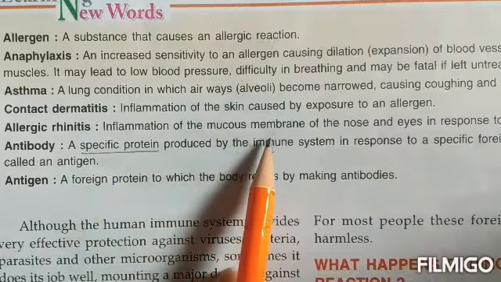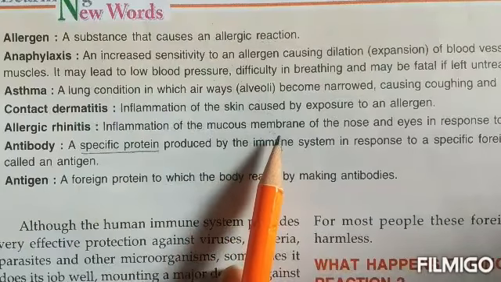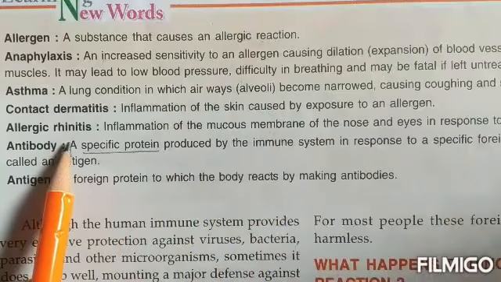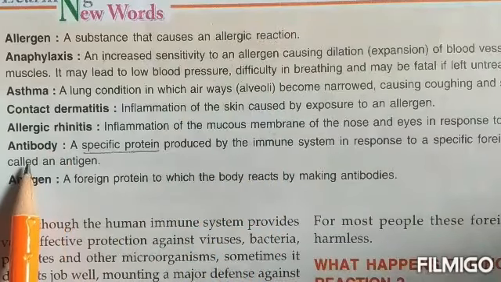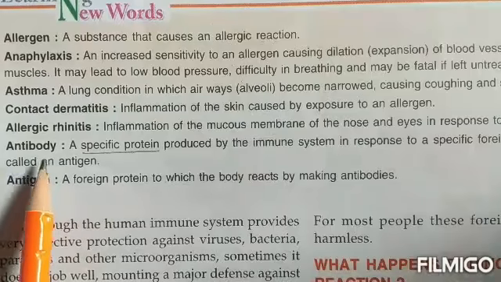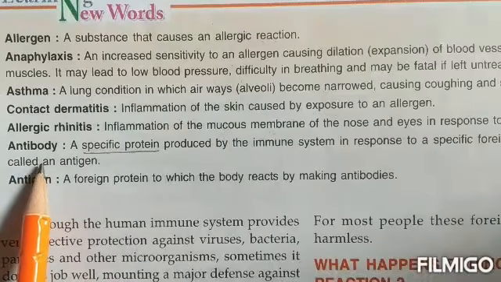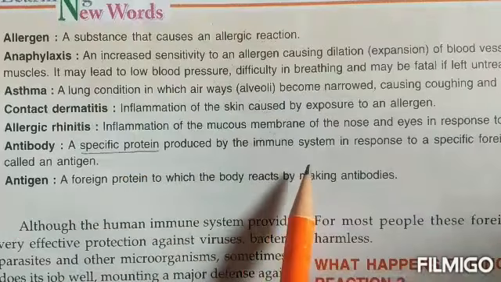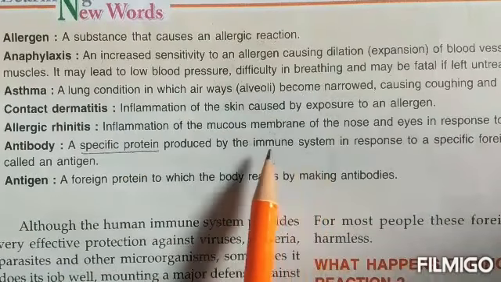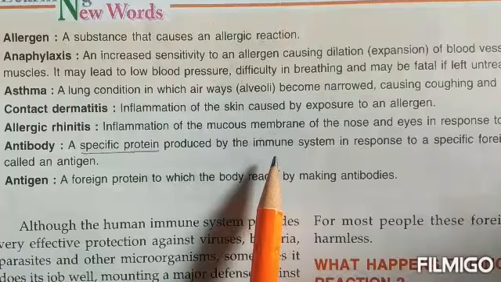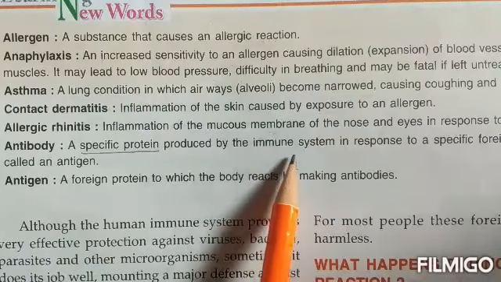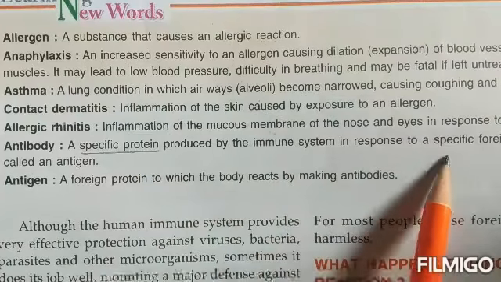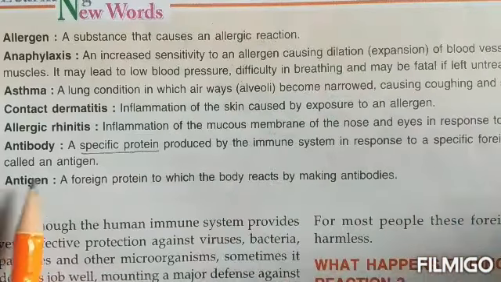Sometimes due to this, children, you have a runny nose and even a lot of tears keep coming out of the eyes. So that can be due to rhinitis. Then is antibody. Now this is very important, children. Many a time you will come across this word, antibody. It is a special kind of protein that is produced by our immune system. That means the immune system of every person's body produces this special protein in response to any foreign protein or particle called antigen.